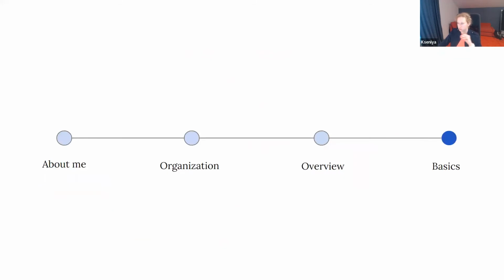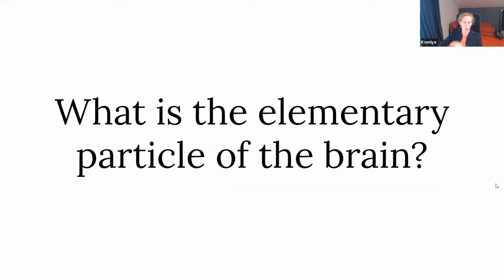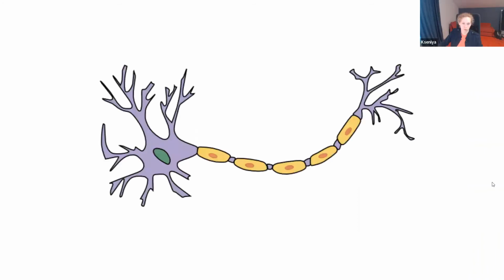And now some basics about the brain and about the neuroscience. So let's answer some questions. What is the elementary particle of the brain? I think you should know that. Neuron. Yeah, of course, this is the neuron, and the neuron has a soma, or body of the neuron, and it also has an axon and dendrites.